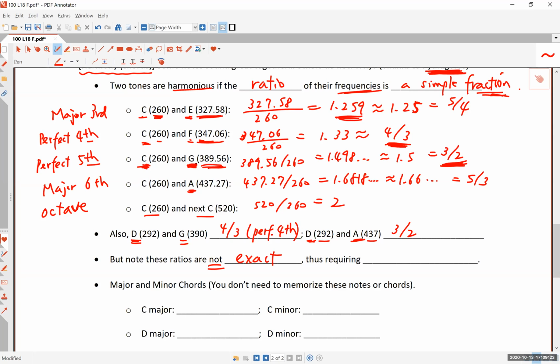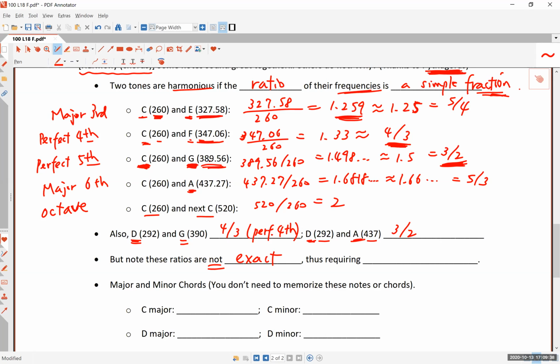And you can use that fifth, okay? And then you can go to the next fifth from G to D and so on. And in that way, you can make your entire instrument tuned to that particular perfect fifth and so on.